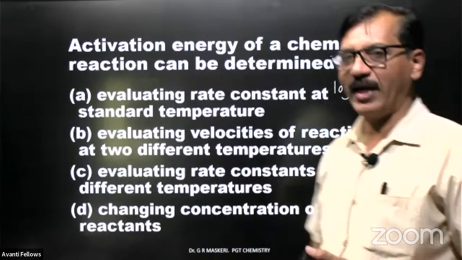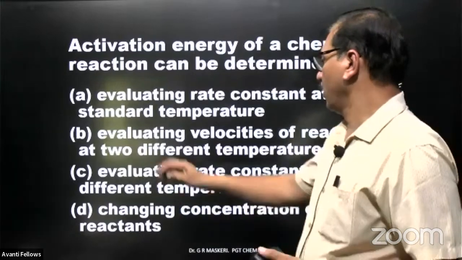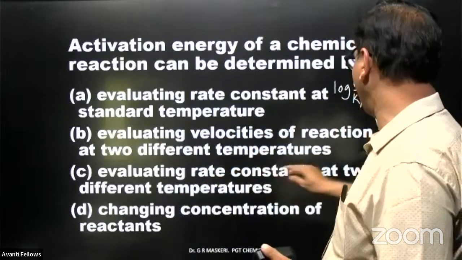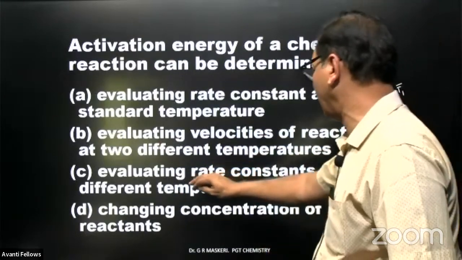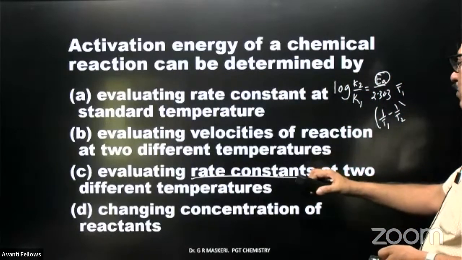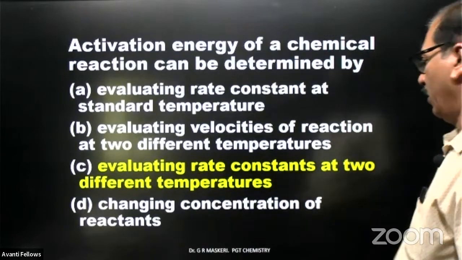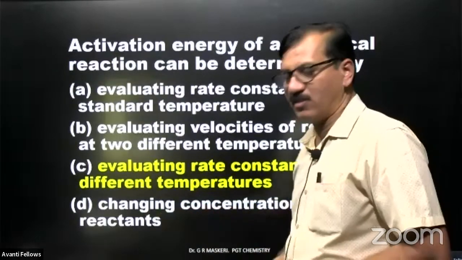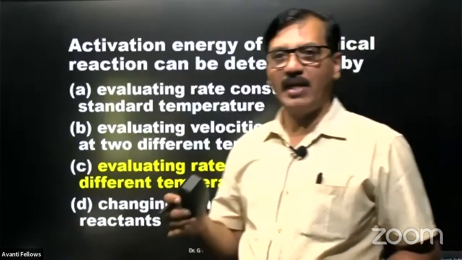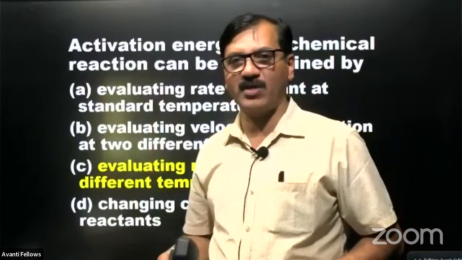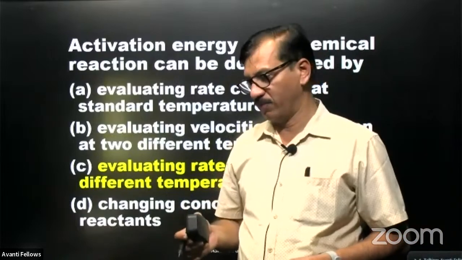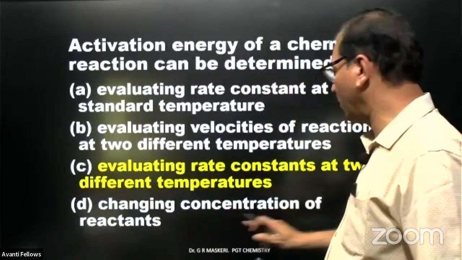Log of K2 by K1. So, evaluating velocities of the reactions at two different temperatures, evaluating rate constants at different temperatures. Changing the concentration of reactants, we determine the value of alpha and beta, the powers of the concentration terms in the rate law expression. Therefore, these wordings are being given.